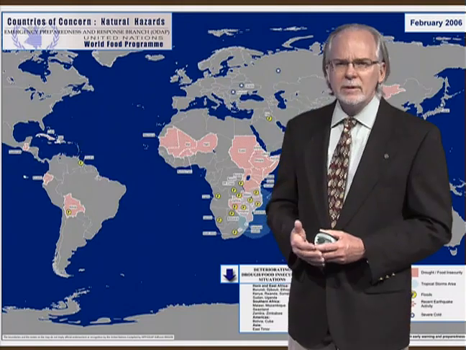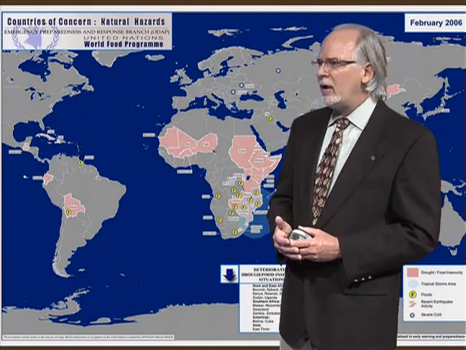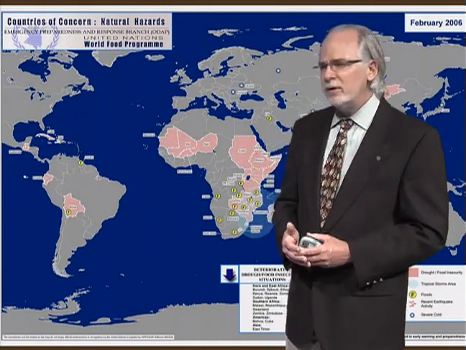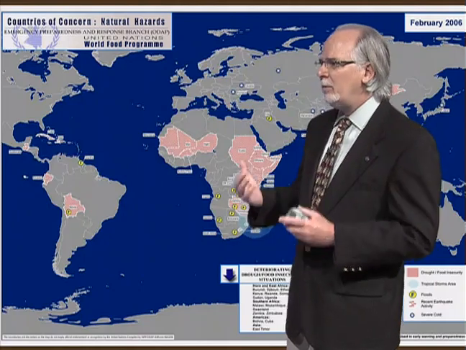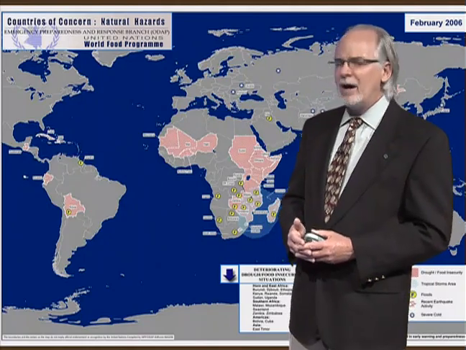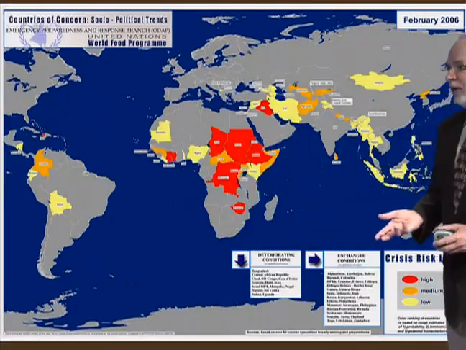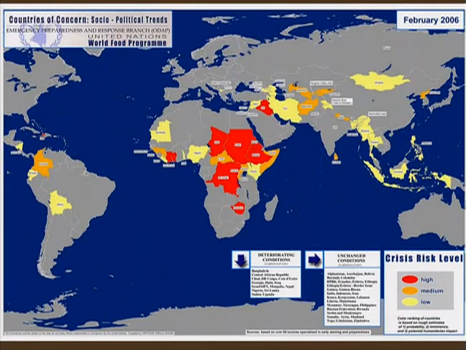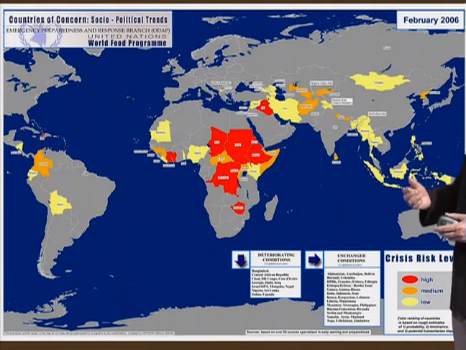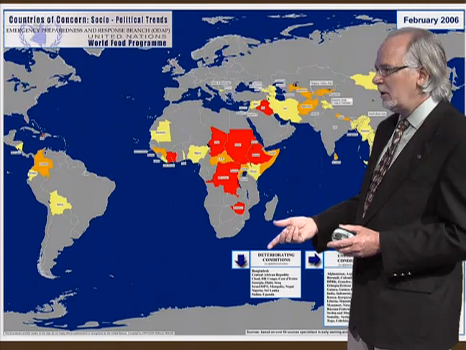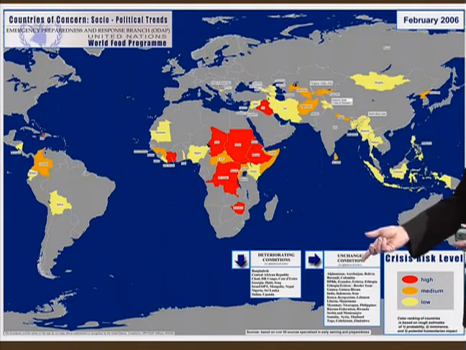We have a whole team of our staff in our headquarters, and also many other agencies do, who are basically looking at preparedness and response and how we can monitor this situation. This is on the natural hazard side. This is another map tracking the same issues but to do with political trends. Whether there are deteriorating political situations, or whether maybe it's status quo, that we should be paying attention to.